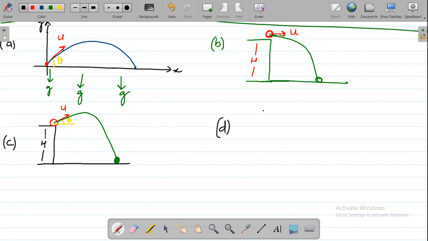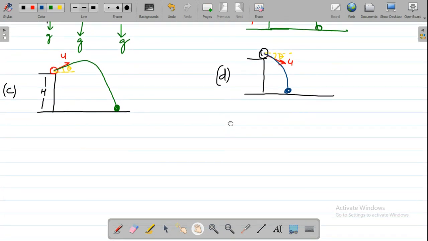Next one, we will throw the object like this, making an angle theta with the x-axis horizontal. So here the path will be like this. So the object will be here. This is also a two-dimensional path.